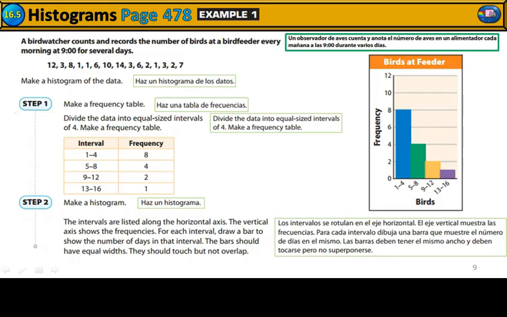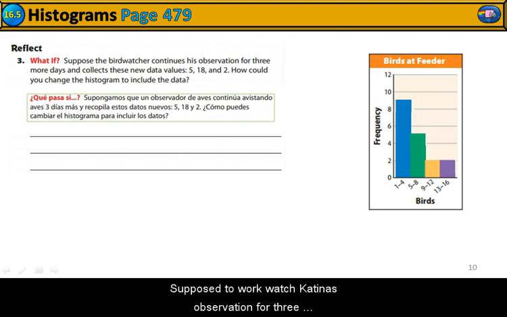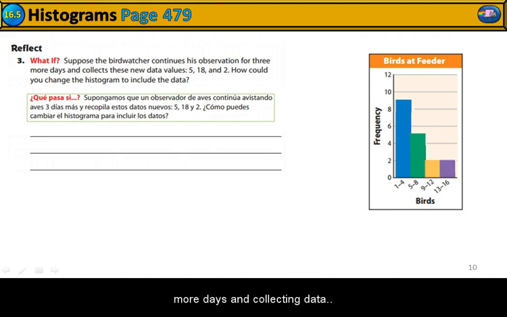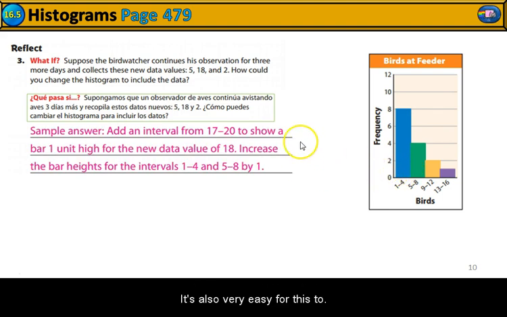Let's continue. Let's answer the reflection question on page 249. What if? Suppose the bird watcher continues observation for 3 more days and collects these data values. He saw 5 birds, he saw 18 birds, and then he saw 2. How could you change the histogram to include the data? I mean, it's very easy for this 5. Where will we put it? It's also very easy for this 2.